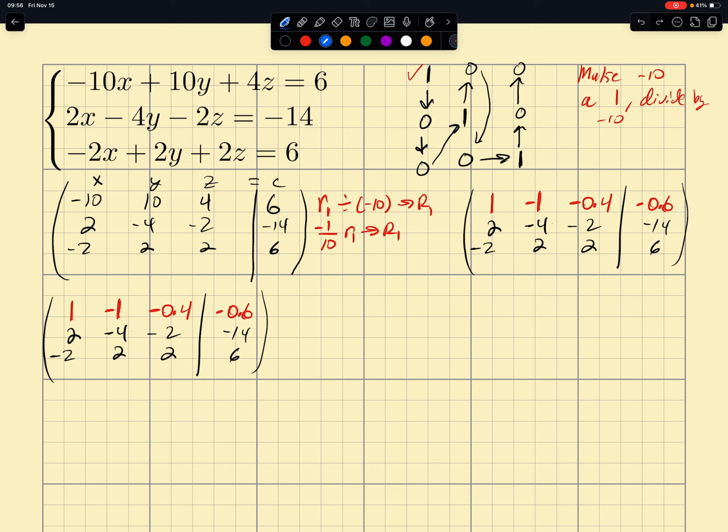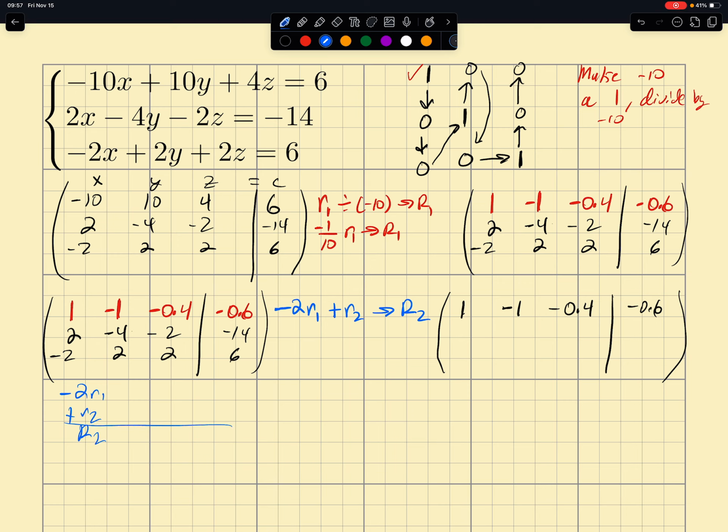And so we're going to use the opposite of whatever numbers they are, 2 and negative 2 respectively, and they appear in column 1, so we're going to use row 1. Okay, so the opposite of 2 is negative 2, so we're going to do negative 2 row 1. We're going to add that to row 2, and that's going to become our new row 2. Now, when we do these row operations, we are using row 1, but row 1 is not being replaced. It's row 2, and then afterwards we'll also replace row 3. All right, so negative 2 row 1, added to row 2, and that's going to replace row 2.